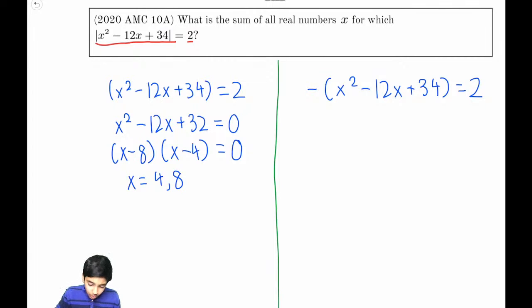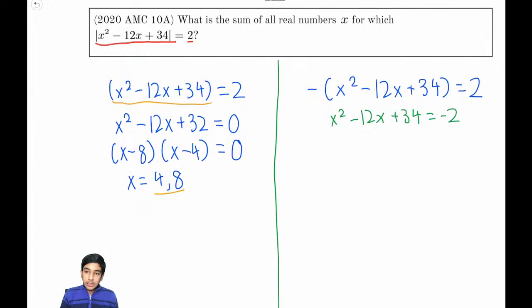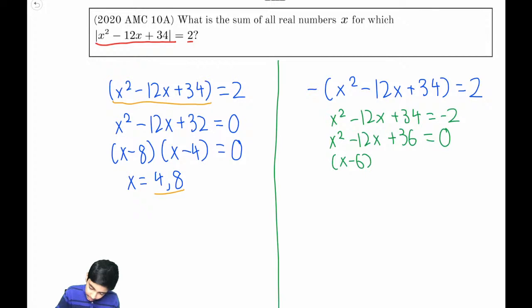Okay, so that's one case here, because if x is 4 or 8, then this quantity becomes 2, and the absolute value of 2 is just 2. Then we do the second equation here. We multiply by -1 on both sides, so we get x squared minus 12x plus 34 is -2. Now we add 2 to both sides to get x squared minus 12x plus 36, which factors as x minus 6 squared equal to 0, which means x has to be 6. So overall, the sum of roots is 4 and 8 and 6, so we have 18 total.